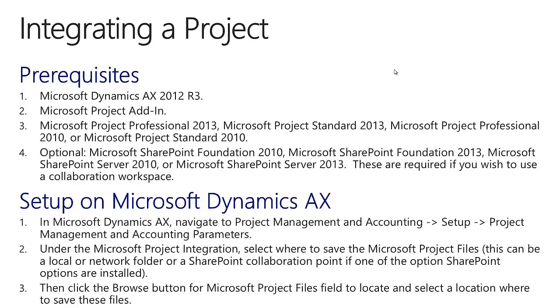Setup on Microsoft Dynamics AX. In Microsoft Dynamics AX, navigate to Project Management and Accounting, Setup, Project Management and Accounting Parameters. Under the Microsoft Project Integration, select where to save the Microsoft project files. This can be a local or network folder, or a SharePoint collaboration point if one of the optional SharePoint options are installed. Then click the Browse button for the Microsoft Project Files field to locate and select a location where to save these files.